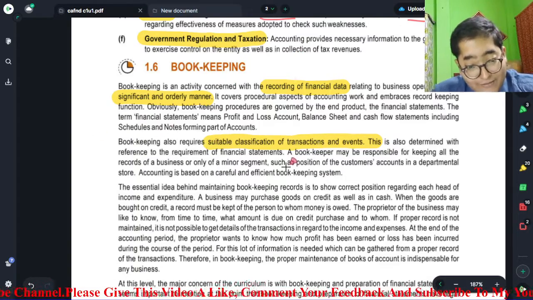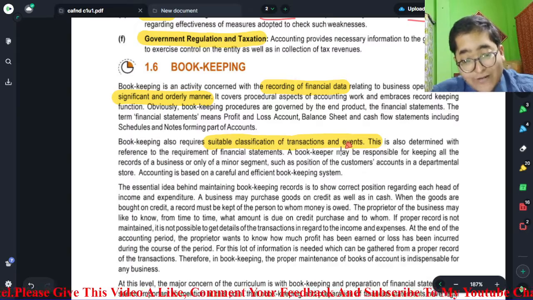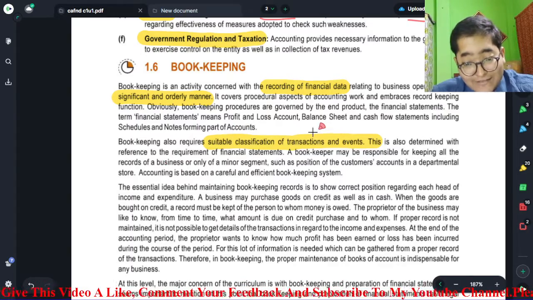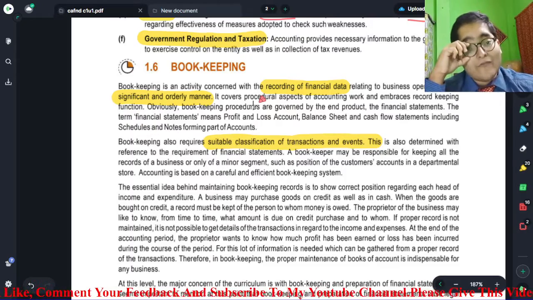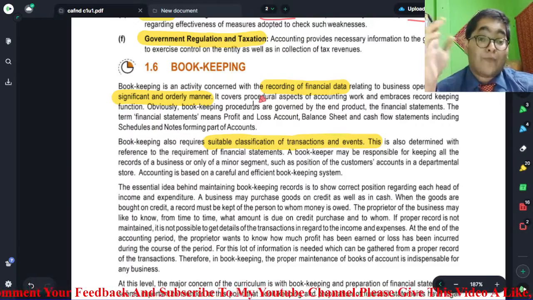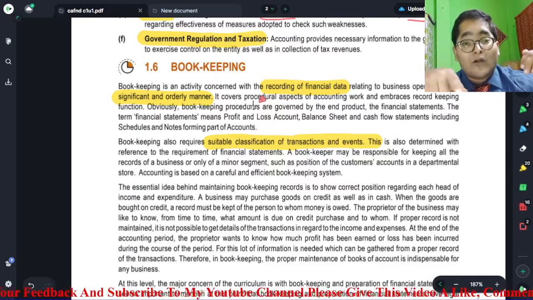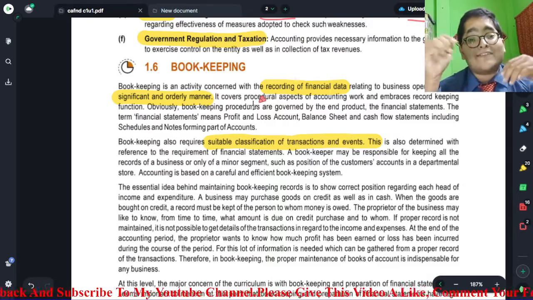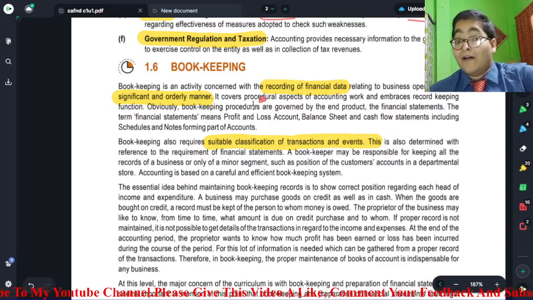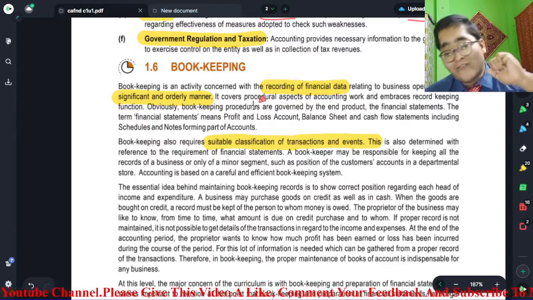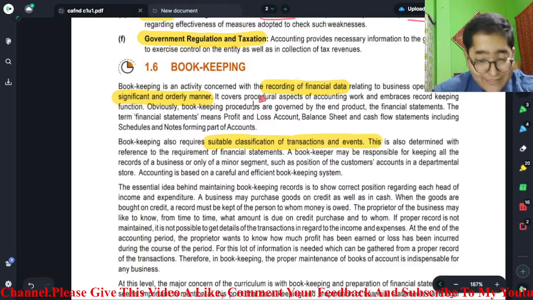Bookkeeping also requires suitable classification of transactions and events. The transactions and events should be classified. For example, transactions are what? Purchasing of goods. Events are what? Earning of profits through sale of goods. Selling the goods is a transaction, but earning or retaining the profit is an event, right? Yes.